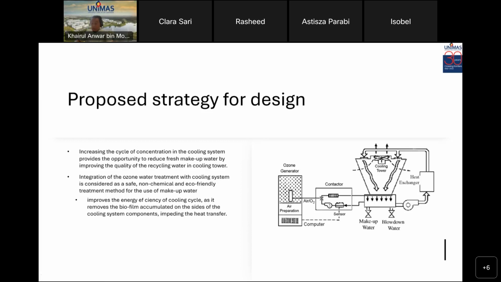The purpose is to remove the biofilm accumulated on the side of the cooling system components that reduces the heat transfer.